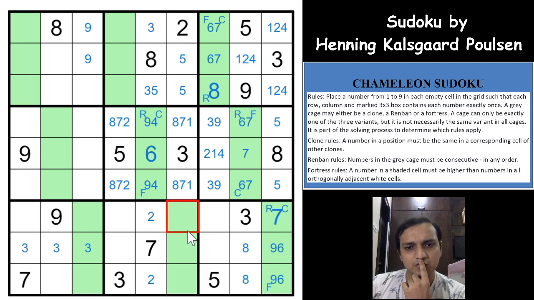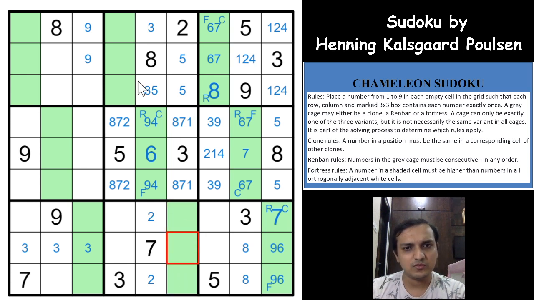Can this be a Renban? Can this obey a Renban rule? Let's just see. It cannot be 1, 2, 3, 2, 3, 4, 3, 4, 5. It can be 4, 5, 6, right? 4, 5, 6 is still possible. So it can obey a Renban rule. Okay.